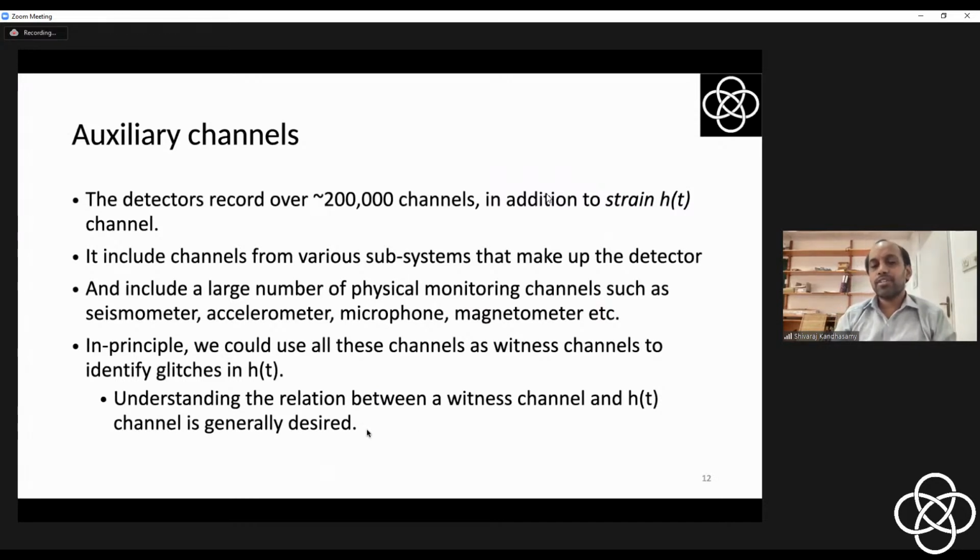Before we do that, it is also important that we understand the relation between the witness channel and the strain channel, because maybe just by coincidence, something happened in the witness channel and a gravitational signal happened in the strain channel. So by coincidence, that can also happen. In that case, we don't want to eliminate the observed gravitational signal in our data.